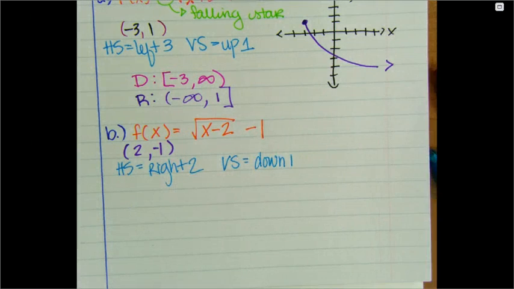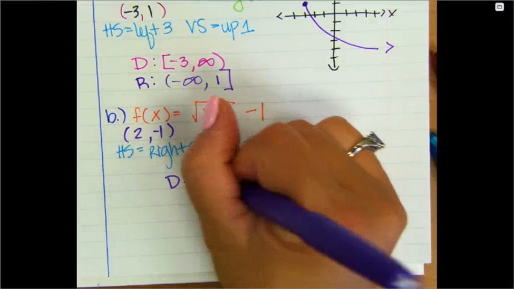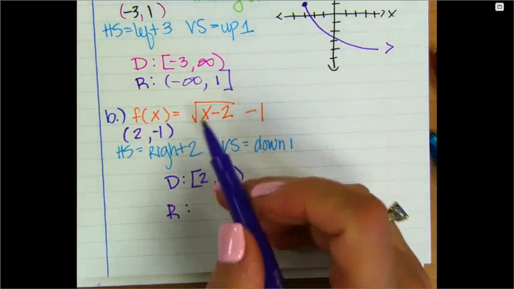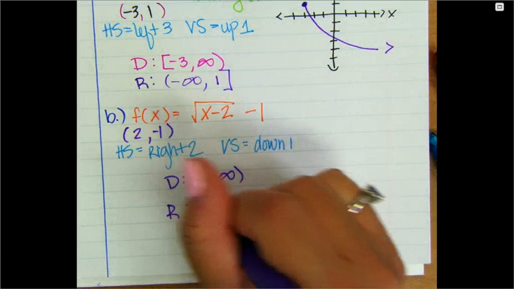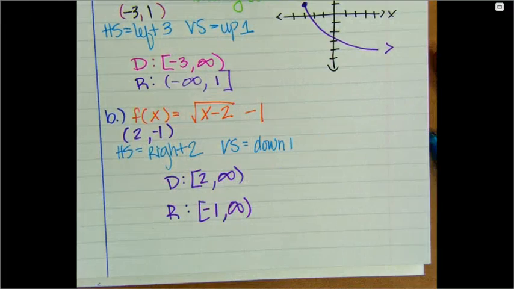Domain. What's your domain? 2 to positive infinity. Good. And range. First of all, is it shooting star or falling star? It's shooting star. So what's your range? -1 to positive infinity. Good.